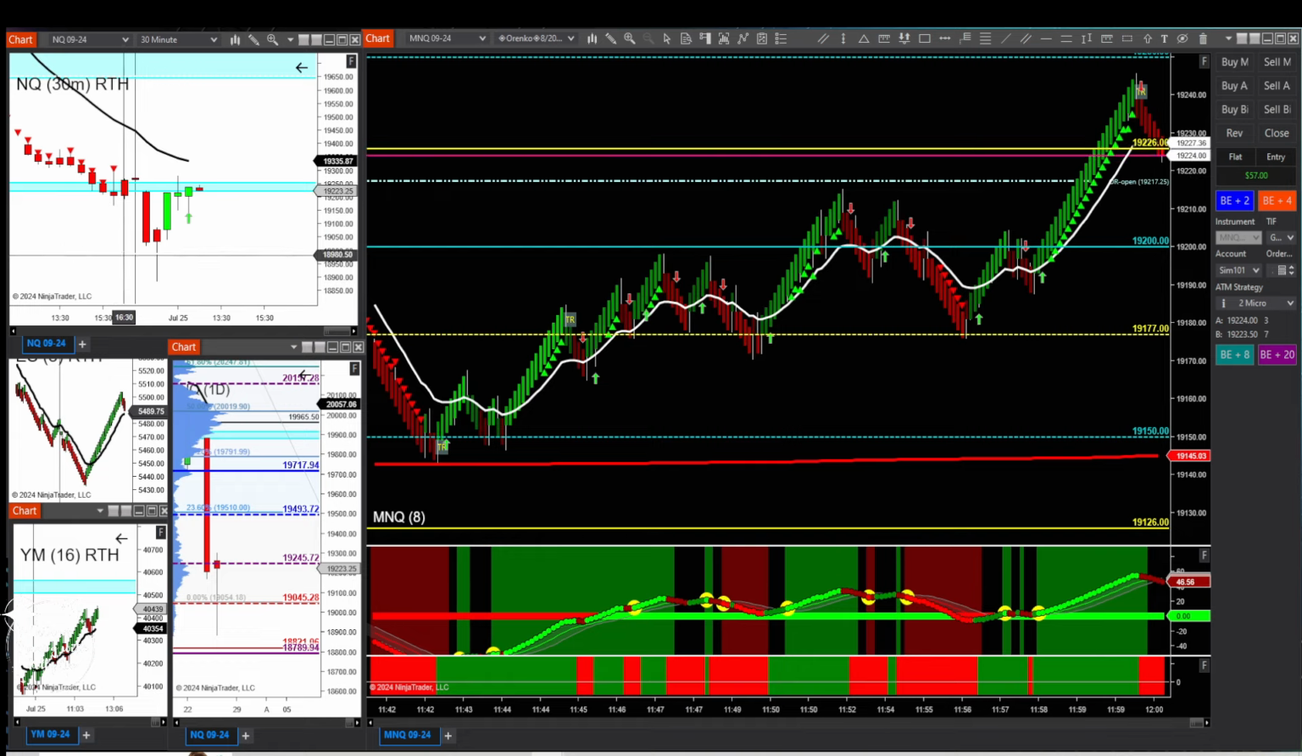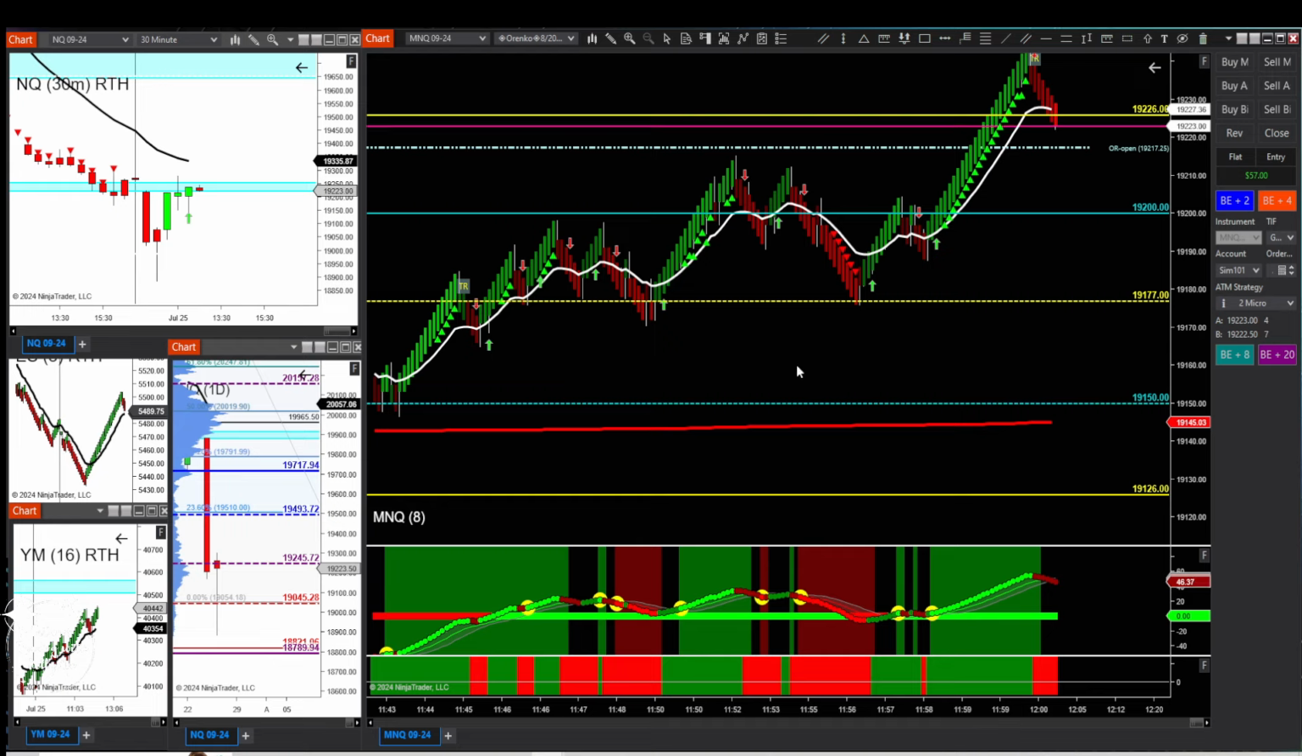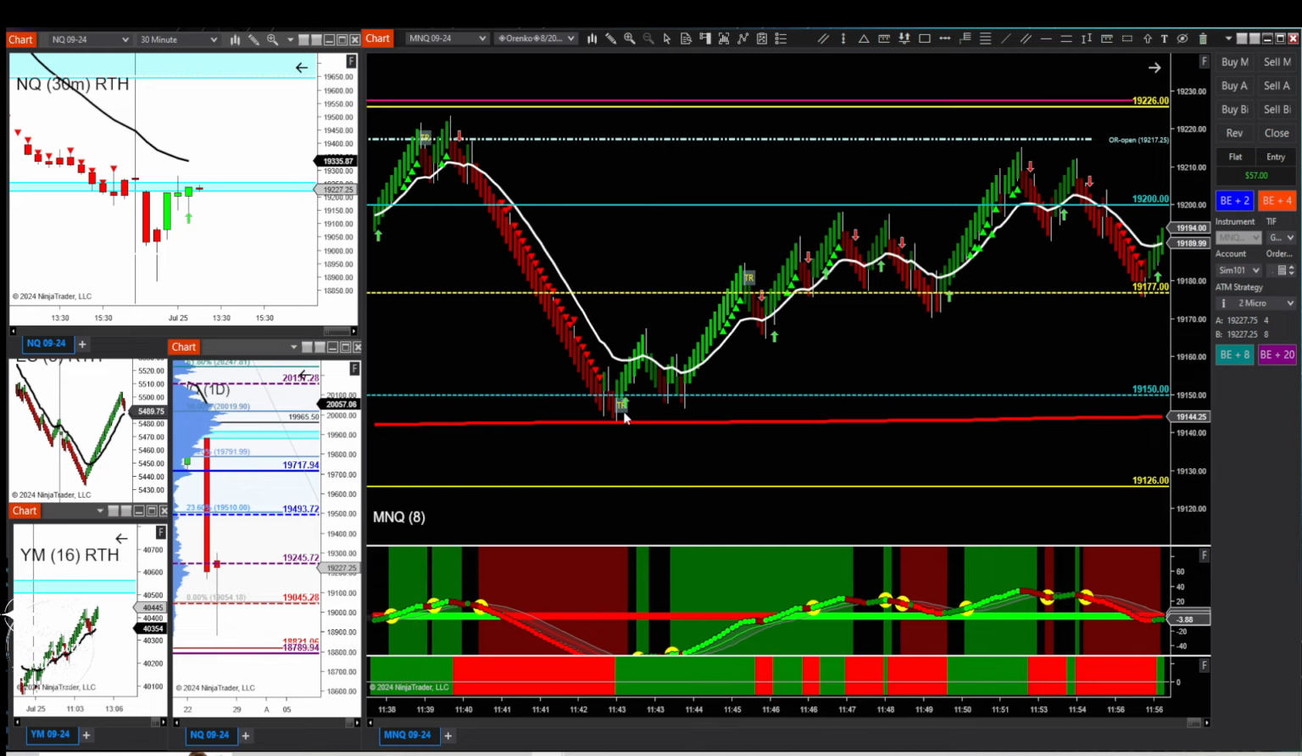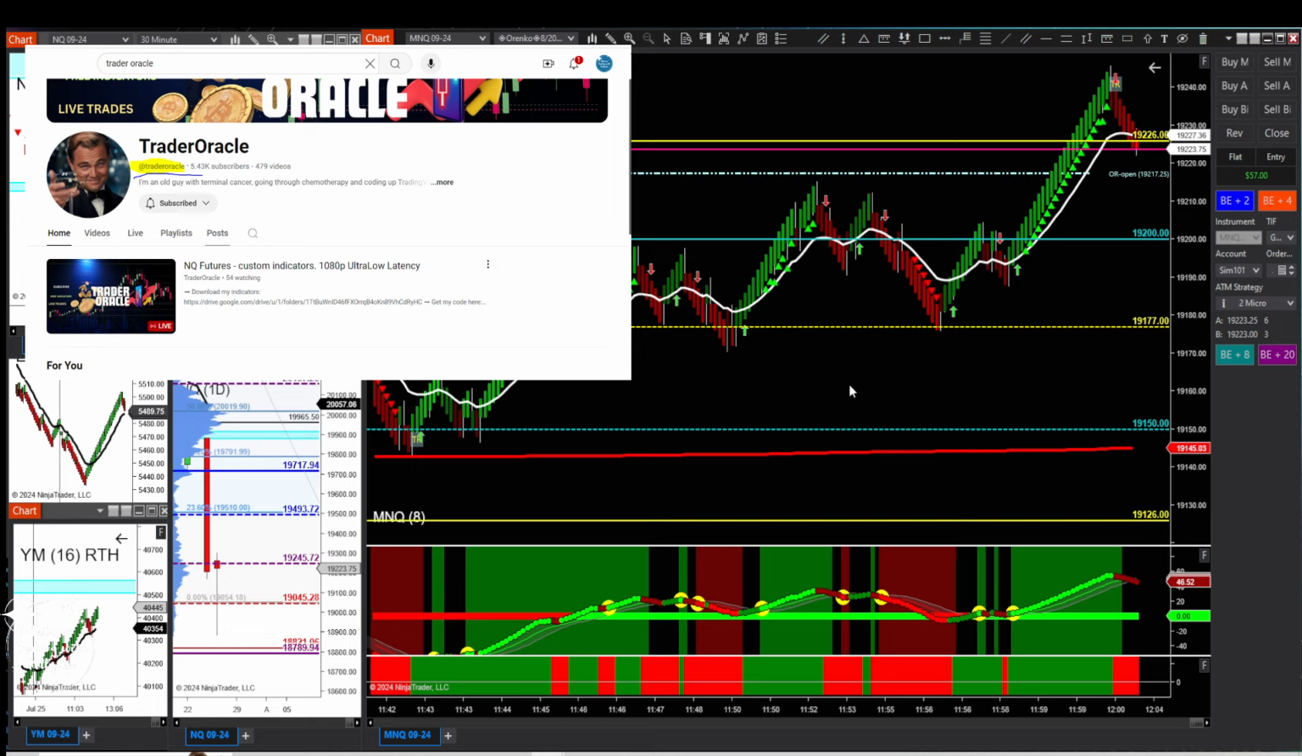All right, so today we're going up, and now I know what the direction is, so I want to find entries. And now I come to my entry chart here, and I am using the Trader Oracle's Optimist Indicator on this chart. I'm going to explain how I use it.